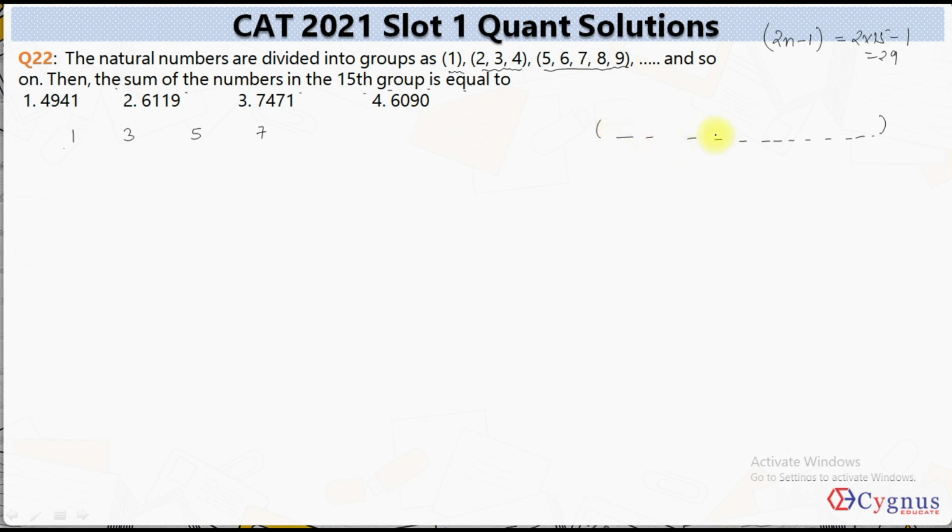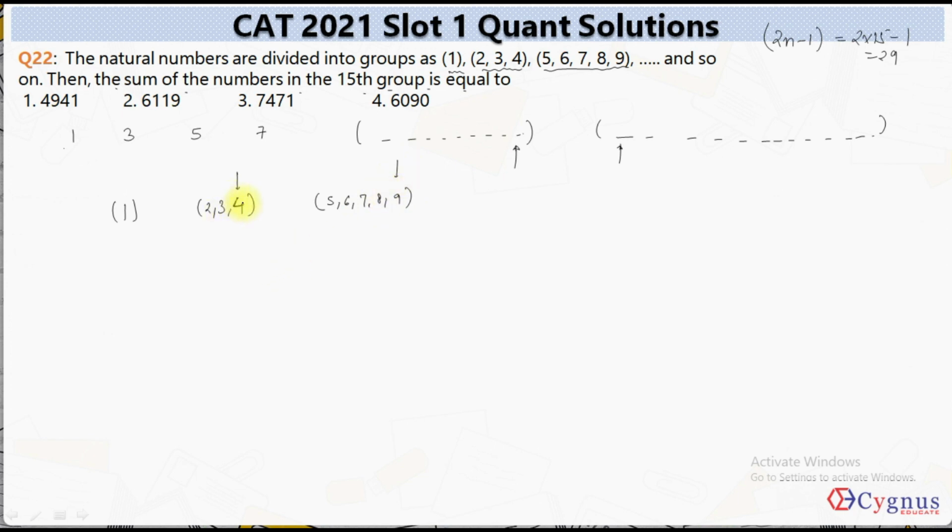I need to find the sum of these 29 numbers, but for that I need the first number, because after that all the numbers will be consecutive integers. You can see it here: 2, 3, 4, 5, 6, 7, 8, 9. So what would be the first number of the 15th group? Or in other words, I'll select the last number of the 14th group. Now how do we get the last number of the 14th group? Let's try to understand the pattern. First group, it's 1, 2, 3, 4. What is the last element of the second group? It's 4. Then the last element of the third group is 9.